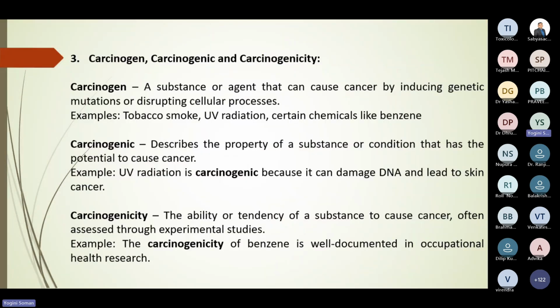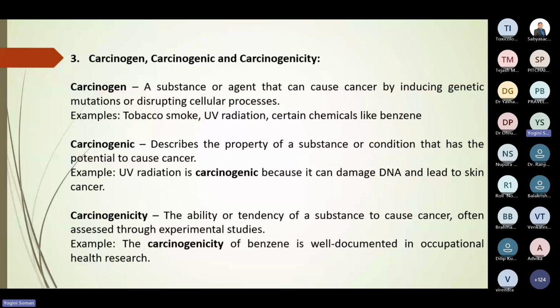The next terminology is carcinogen, carcinogenic, and carcinogenicity. First, carcinogen. A carcinogen means a cancer-causing substance or agent that can cause cancer by inducing genetic mutation or by disturbing cellular processes. Examples of carcinogens are tobacco smoke, certain chemicals, and again UV radiation may cause cancer.